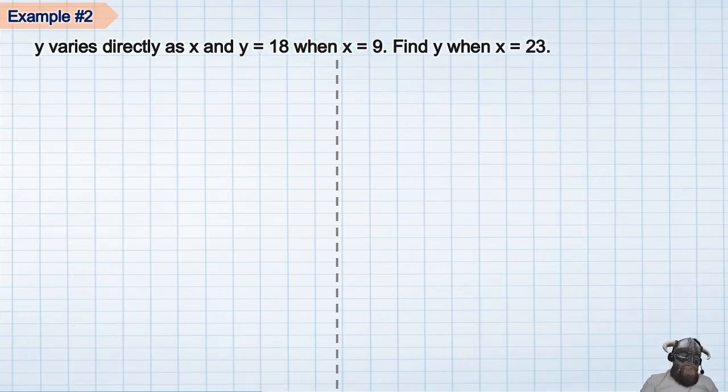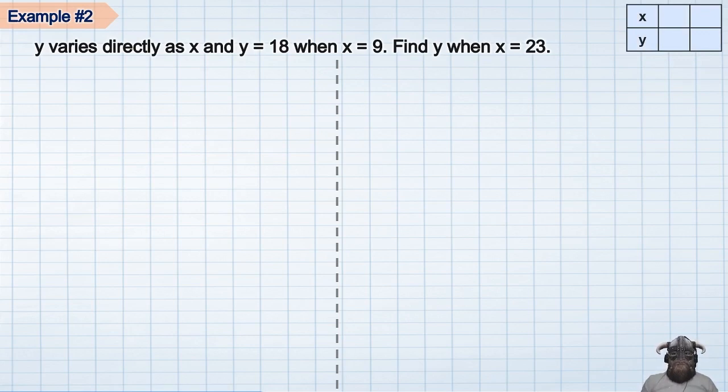Okay, let's proceed to example number 2. So, same set of steps pa rin yung gagamitin natin. Iba lang yung given. First, we have the given y varies directly as x and y is equal to 18 when x is equal to 9. So, find y when x is equal to 23. So, once again, ang value ng y natin sa una is 18 when x is equal to 9. And from the second, find y. So, once again, missing yung y natin when x is equal to 23.